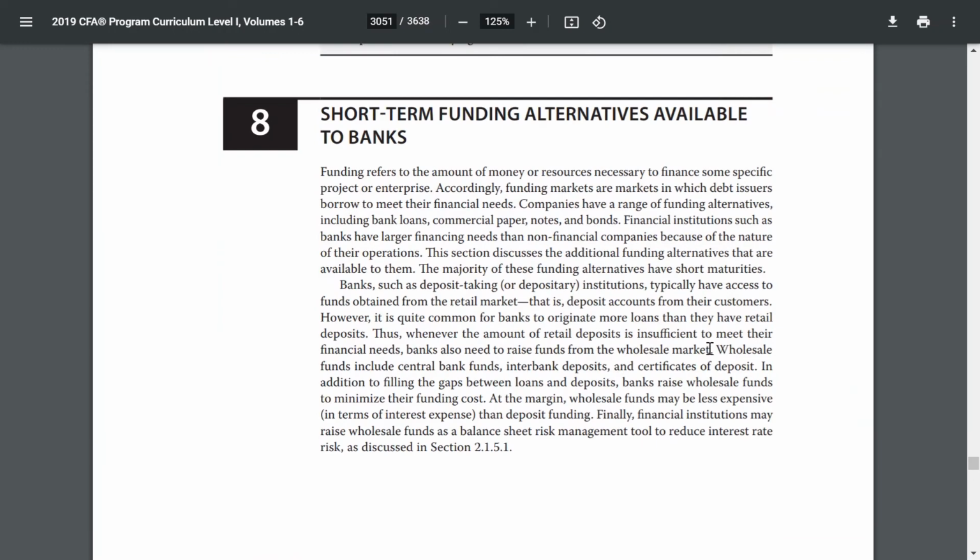Short-term funding alternatives available to banks. Funding refers to the amount of money resources necessary to finance some specific project or enterprise. Accordingly, funding markets are markets in which debt issuers borrow to meet their financial needs. Companies have a range of funding alternatives, including bank loans, commercial paper, notes, and bonds. Financial institutions, such as banks, have larger financing needs than non-financial companies because of the nature of their operations. This section discusses the additional funding alternatives that are in their options.